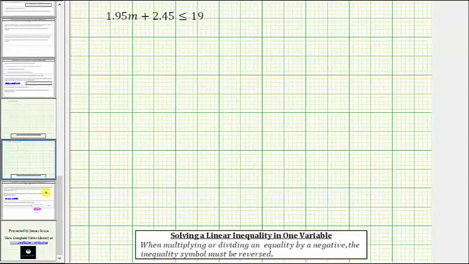So let's go ahead and solve the inequality. Remember, to solve an inequality, we solve it just like a linear equation, except if we multiply or divide by a negative, we must reverse the inequality symbol. We first isolate the m term by undoing this addition. To undo plus 2.45, we subtract 2.45 on both sides of the inequality.